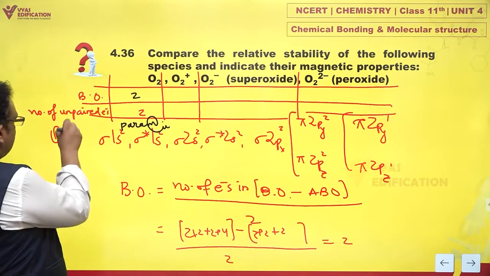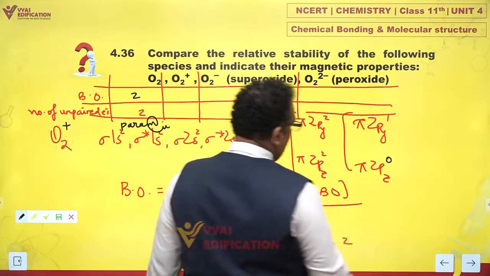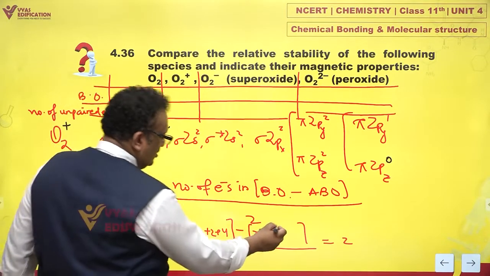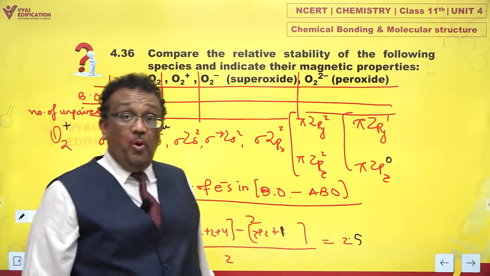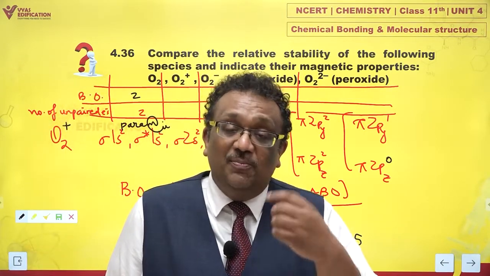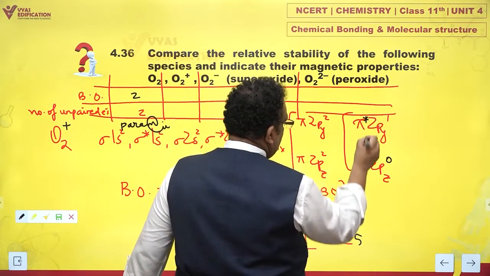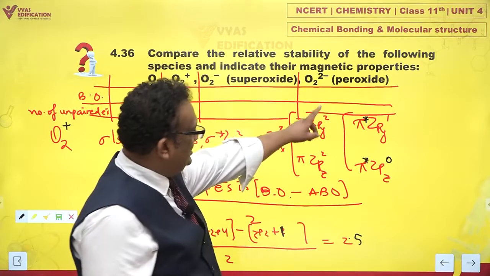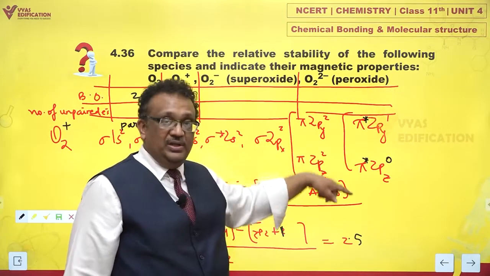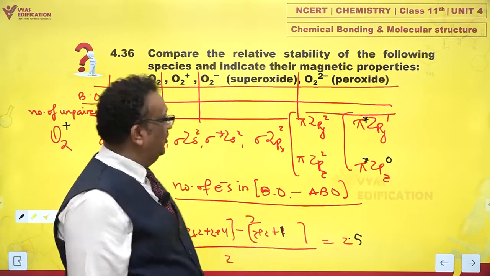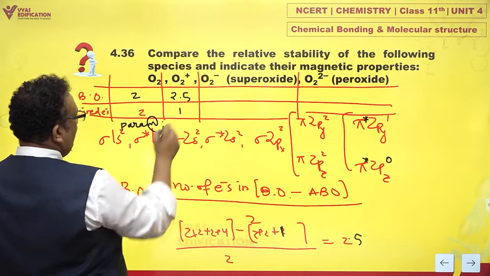In O2 plus, you just have to remove one electron. So I'll just take away one electron and make it 0. Wow. So this changes to 1 and this changes to 2.5. This is too good. Bond order has increased. Yes. Why? Because the electron which has been removed has been from outermost anti-bonding orbital. I'm sorry, this is pi star. I missed out on this. This is pi star by error. So, since these were anti-bonding orbitals, this is 2.5. It has increased. 2.5 and there is one unpaired electron.